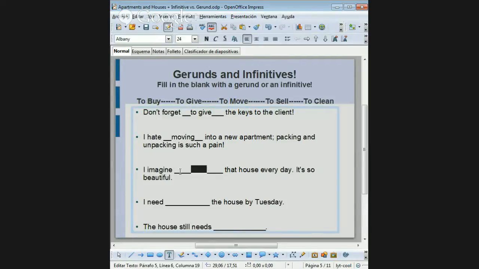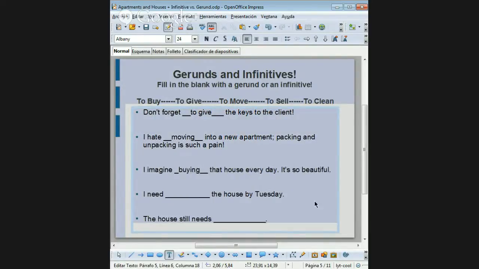I imagine to buy that house every day. Not quite. I imagine to move that house. You were closer the first time. So it is the verb to buy, but we need to change it into the gerund. Buying. I imagine buying that house every day. Yeah, exactly. Imagine buying that house every day. Really nice job.